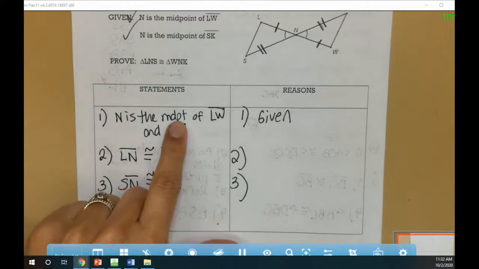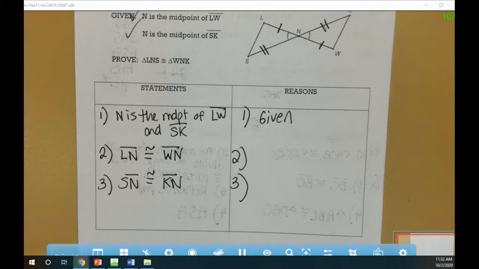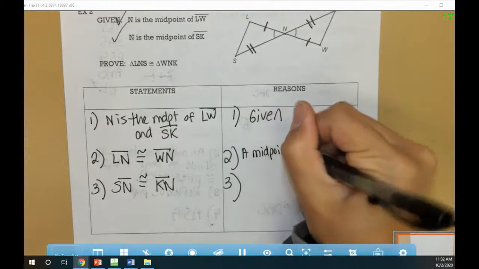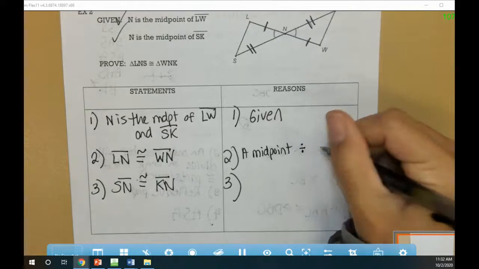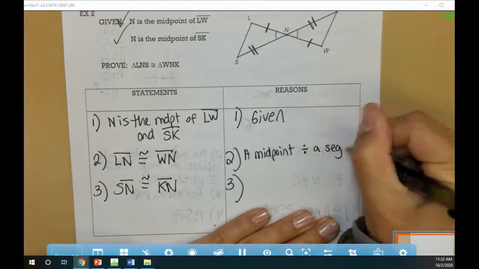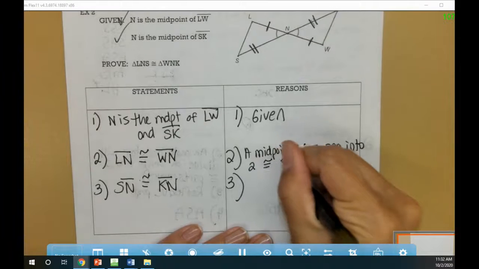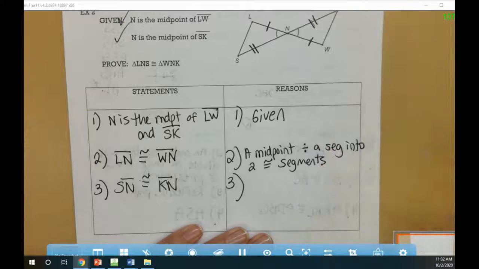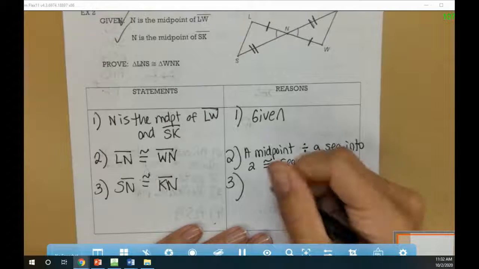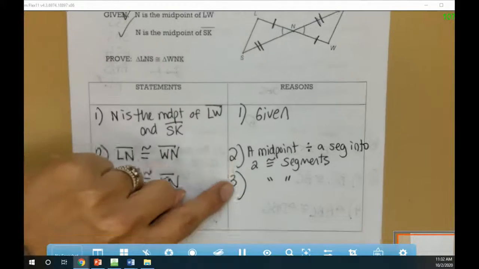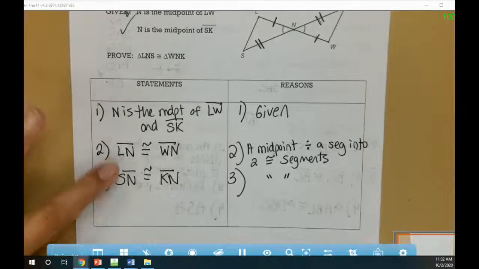Okay, so where did we come up with this information? We used the given information that says midpoint. So you're going to basically write the definition of a midpoint. A midpoint divides a segment into two congruent segments. And guess what? We did it twice, so I'm just going to use these markings to indicate that the reasons for 2 and 3 are the same, midpoint and midpoint.